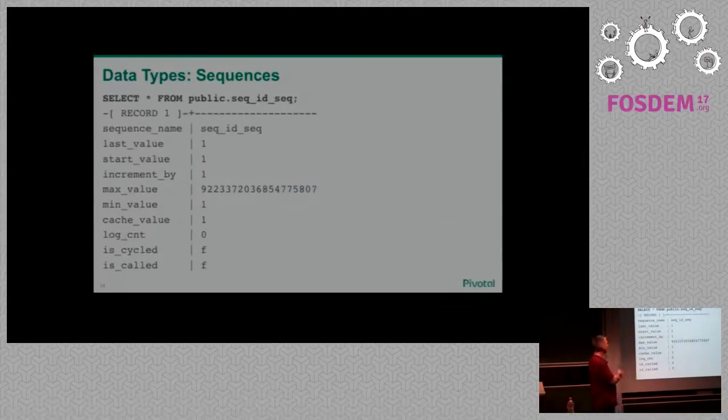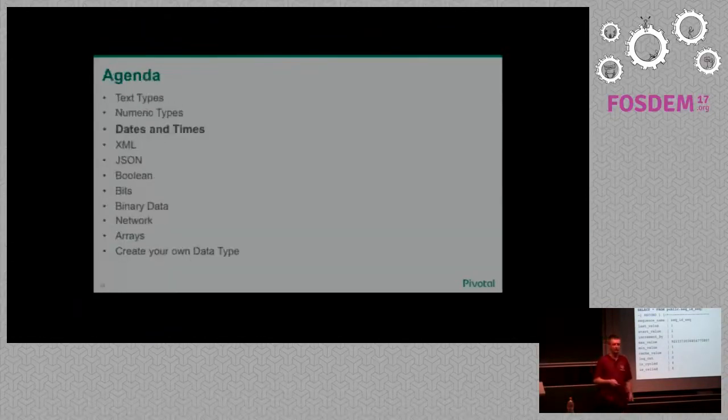And it gives you all kinds of information, like what's my current value, can my sequence actually cycle? Like if I have a small serial number, I can go up to 32K. What happens if I go over this? By default, Postgres will just reject it. You can change it and say, okay, I want to go over and start from the beginning.